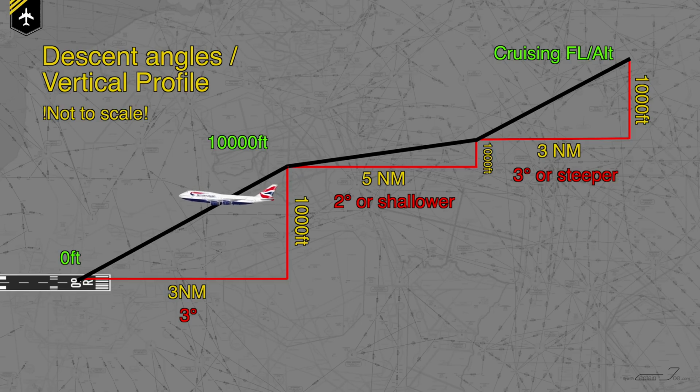miles horizontally. Maintain 250 knots until reaching 5,000 feet, dial down the speed even more so you can extend the slats and flaps to establish yourself on the ILS, VOR approach, etc. So your vertical profile is going to look something similar to this.